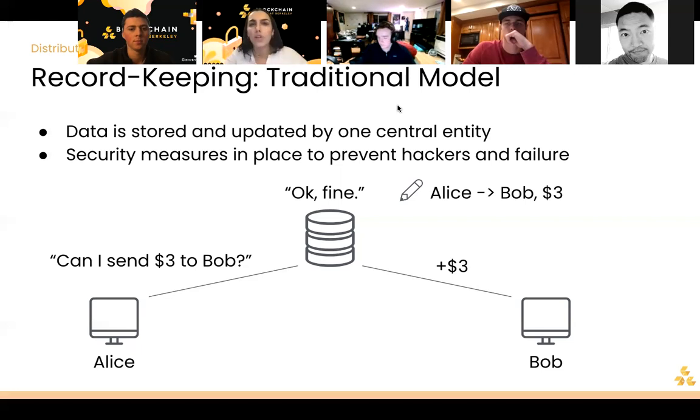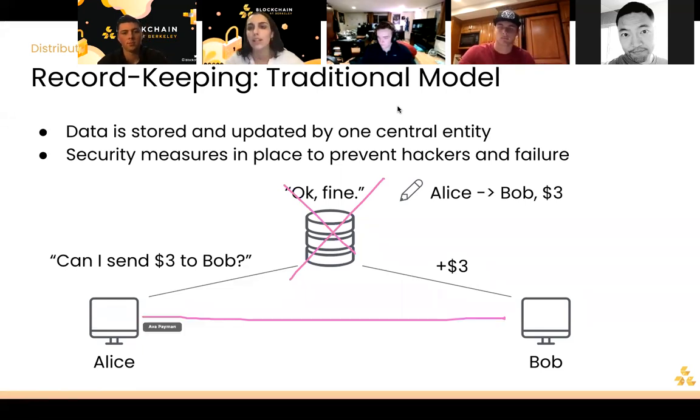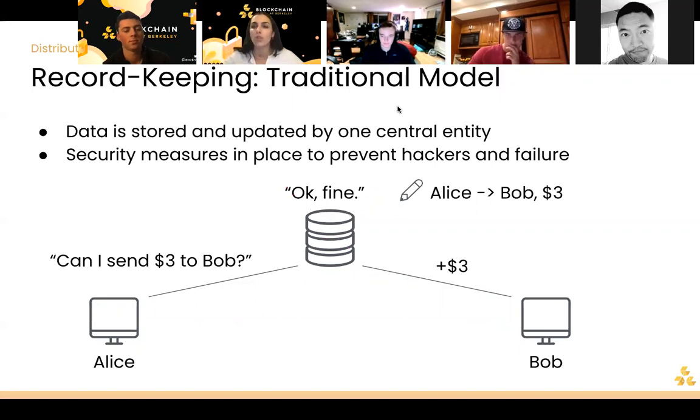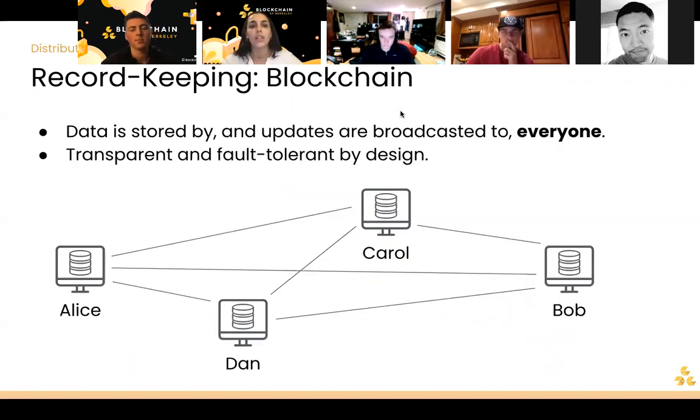But what Satoshi Nakamoto saw is that there's not really a need for this person in the middle. Why not just create an open channel between Alice and Bob? If you can come up with the technology for it, that's definitely preferable, because we're putting so much trust into the central party when we don't really need to. In the blockchain model for record keeping, they use something called a distributed ledger.